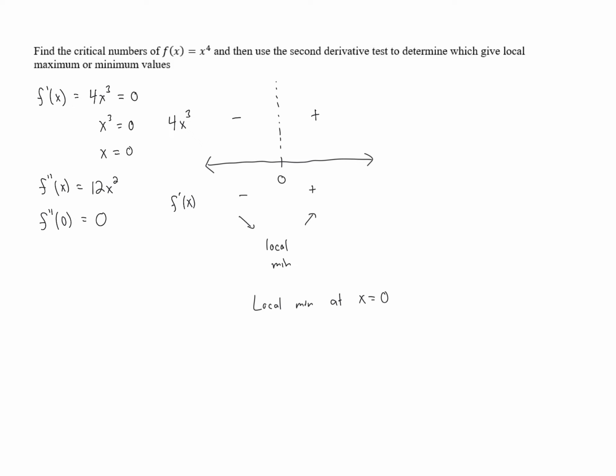There can still be a maximum or minimum, and we have to use the first derivative test to figure that out. And in this case, we saw very clearly there is a local minimum there. So if the second derivative test fails, don't just give up. You've got to go and do the first derivative test then.